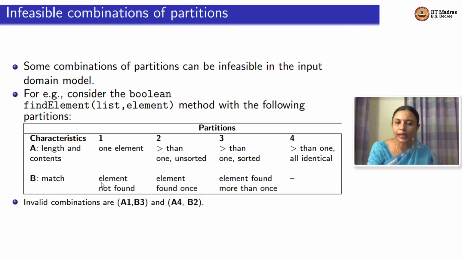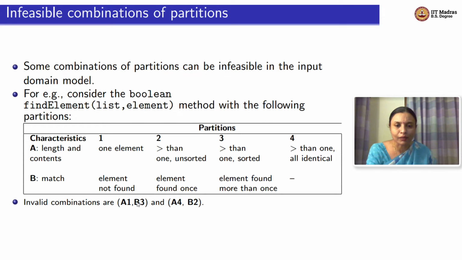So one partition is the element is not found in the list. The next is the element is found, but it's found exactly once. The third partition is the element is found, but more than one occurrence of the element is found in the list. So these are the three partitions. If you see, you obviously get some invalid combinations. You can't blindly apply pairwise or all combinations criteria. Some invalid combinations are A1 and B3 and A4 and B2.